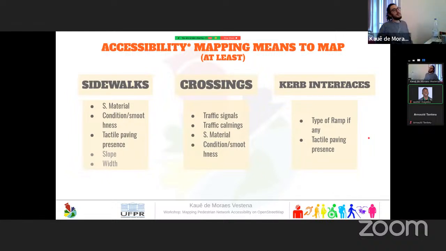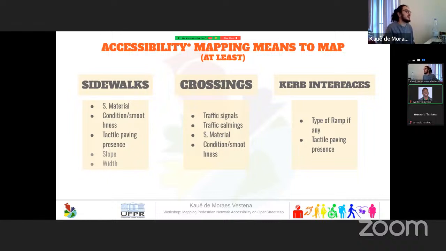So to map accessibility means to map a list, and there's an asterisk because some of them concern not only accessibility, but also comfort and security. Because for proper pedestrian displacement, accessibility is the beginning, the most basic part. Without accessibility, you have nothing. So some of these things are also about security and about comfort.